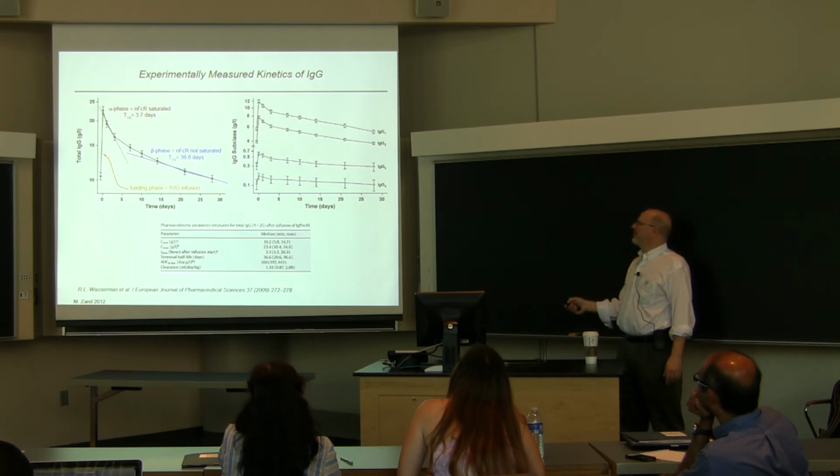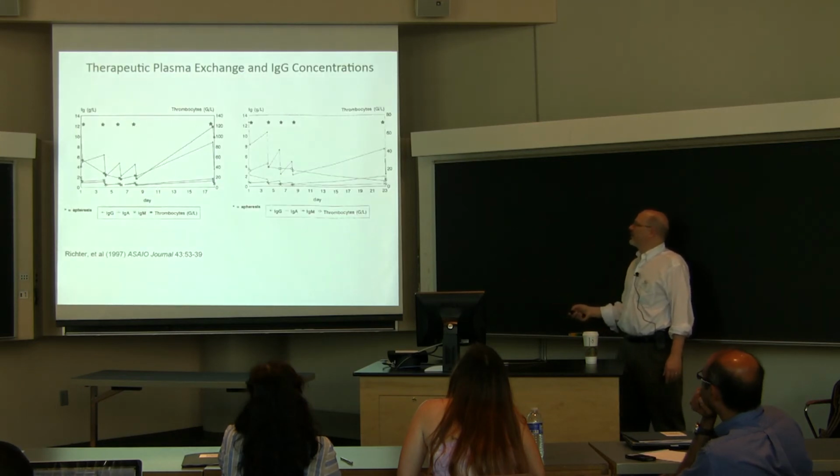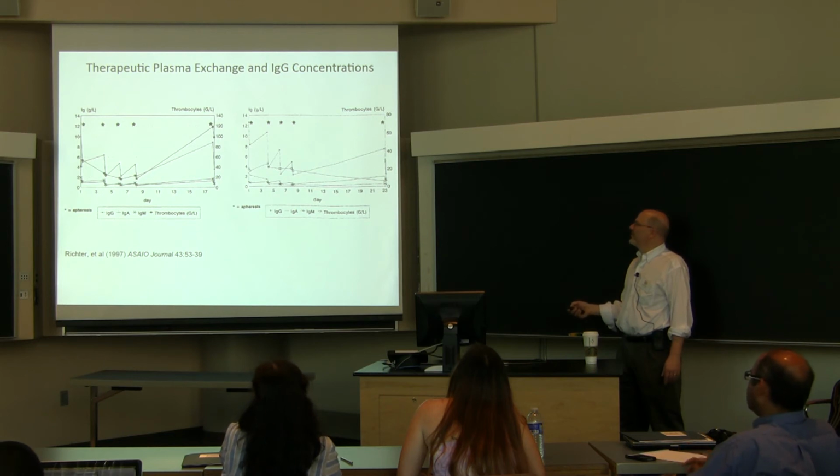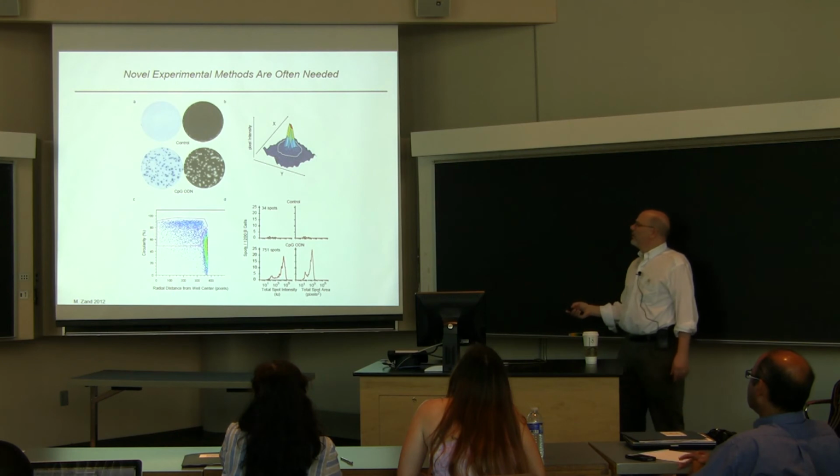We can measure the kinetics of immunoglobulin. This is a bolus of intravenous immunoglobulin and the blood concentration and the decay phase. Some of you who are familiar with mathematics can tell that this is a two-phase decay of the concentration in the bloodstream. This is plasma exchange, and this is again the concentration of IgG, and you see that it goes down after each treatment, and then there's resynthesis.